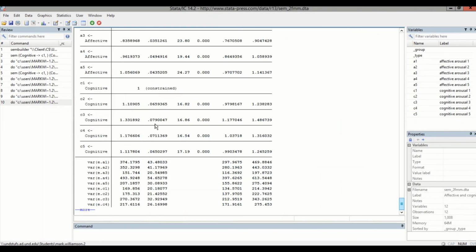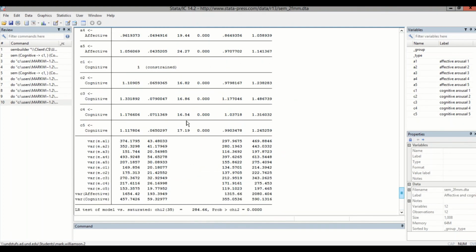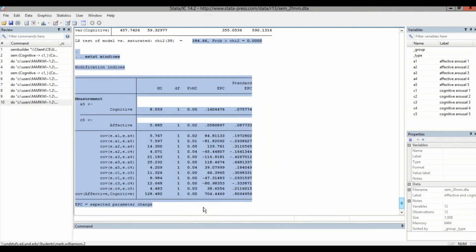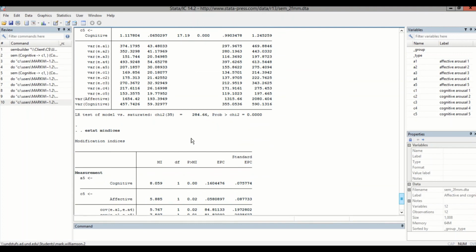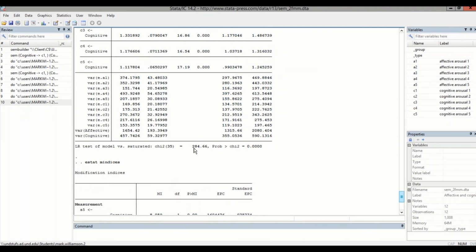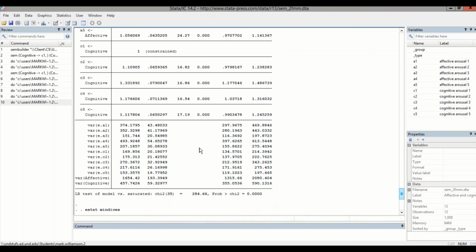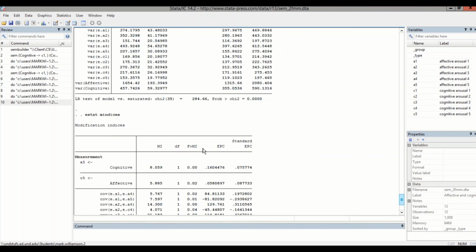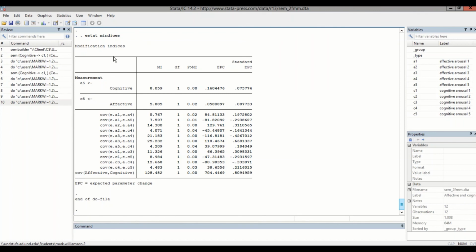Okay, so now this is our simpler model. We can see that chi-squared is a lot bigger, which means the simpler model without the covariance is a less good fit. But going down to the modification indices, we see that, unsurprisingly, this covariance between affective and cognitive is quite large. So it would be a good idea to add those two there.